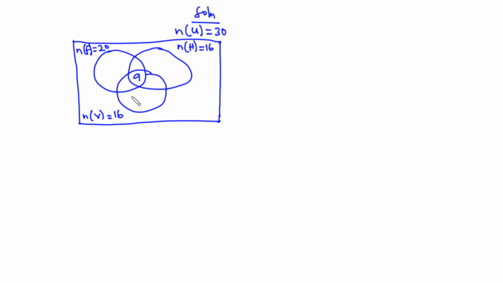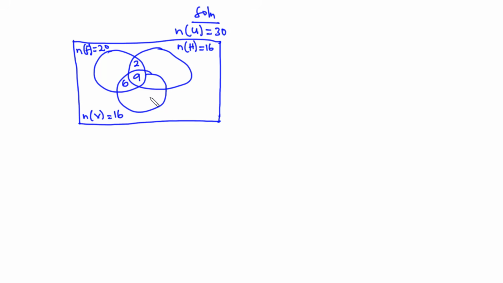So if you want to find the number of students who play football and volley only, we are going to subtract 9 from 15. So 15 minus 9 is 6. So we have 6 here. The number of students who play football and hockey is 11. So if you want to find the number of students who play football and hockey only, it is 11 minus 9, which is 2.